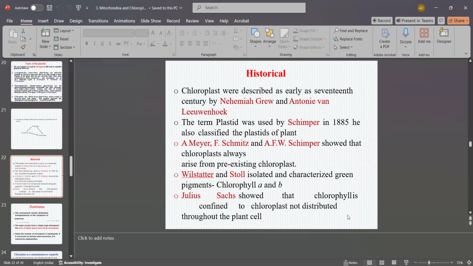Willstätter and Stoll isolated and characterized green pigments.